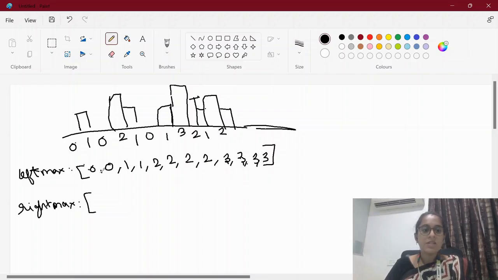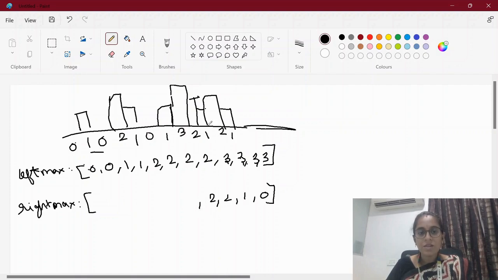Next we calculate from the last position, looking for the right maximum. The last position doesn't have anything on its right side, so initially it is 0. Next, from this position, the maximum height is 1. Here the maximum height is 2, and from here the maximum height is also 2.